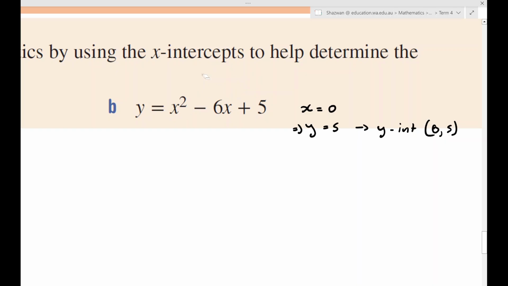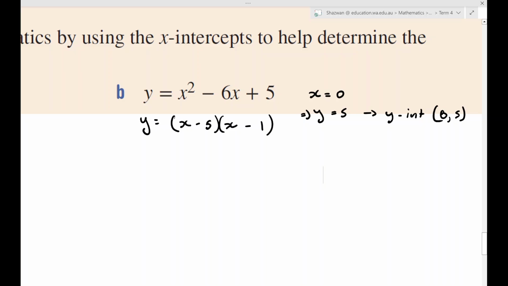Okay, now let's try to get this into root format by factorizing. So y is going to be equal to, well, let's open up two brackets here. And we're looking for two numbers that add to give negative 6, but multiply to give positive 5. Well, that's going to be negative 5 and negative 1. Negative 5 plus negative 1 is negative 6. Negative 5 times negative 1 is positive 5. So we've got this in root format now.